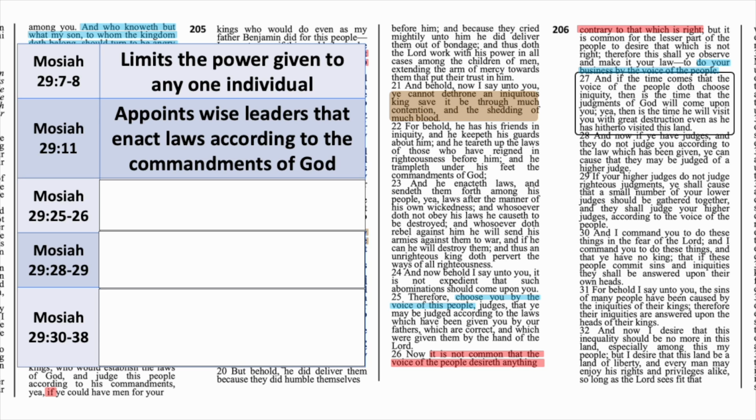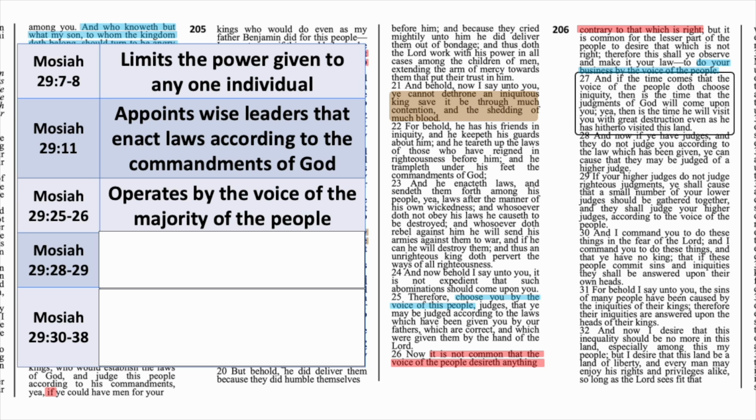We've got many, many examples of that happening in the scriptures. The Jaredites, for example. So I would say that principle number 3 is good government operates by the voice of the majority of the people. Principle number 4. What do verses 28 and 29 teach us?